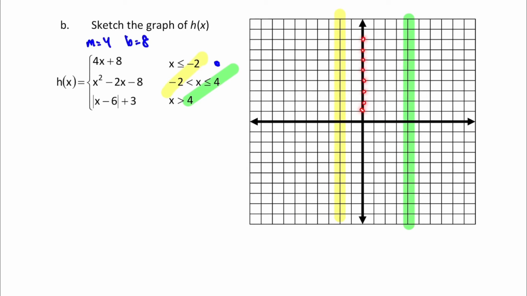Slope of 4. So if I want to go backwards, it's down 4, 1, 2, 3, 4, over 1. This right here is the first point you're going to see on the line as you go towards negative infinity. All right? And then let's just continue that slope. Down 4, over 1. And then you can sketch that in.